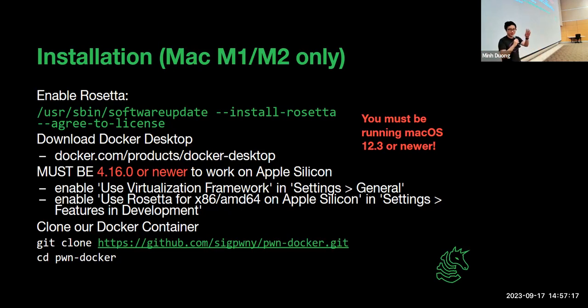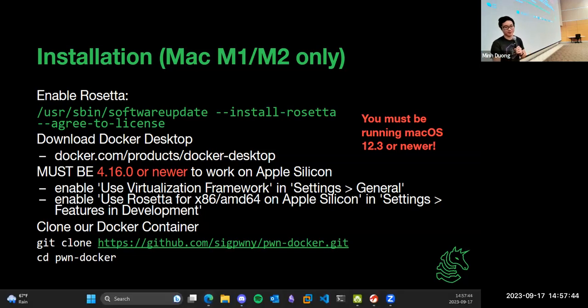Then follow these settings, and you can enable Rosetta for Docker. We have a Docker container which comes pre-installed with a lot of the pwntools and rev tools that you'll need. This Docker container is on our GitHub repo. There are also some version requirements, otherwise you're going to run into issues. You have to be on macOS 12.3 or later, and you also have to have the latest version of Docker Desktop.